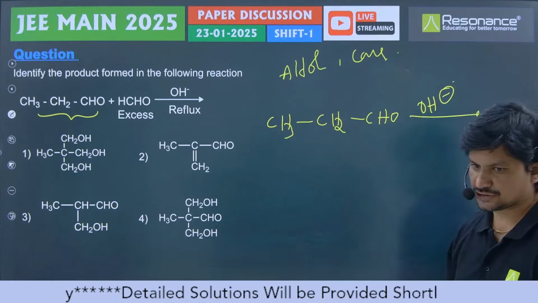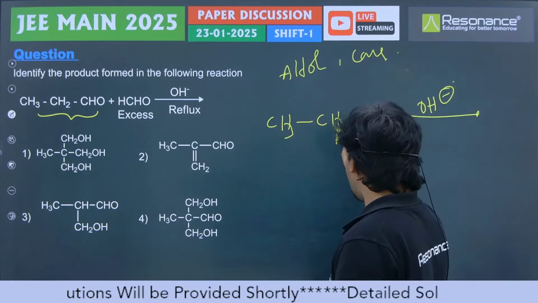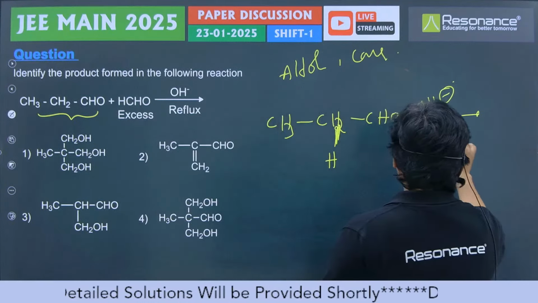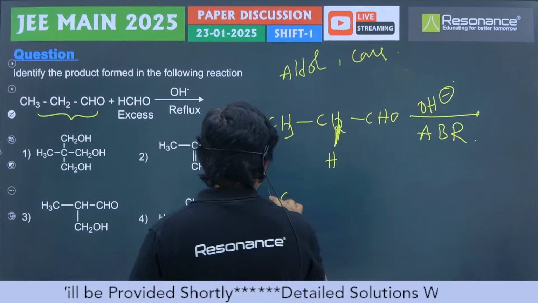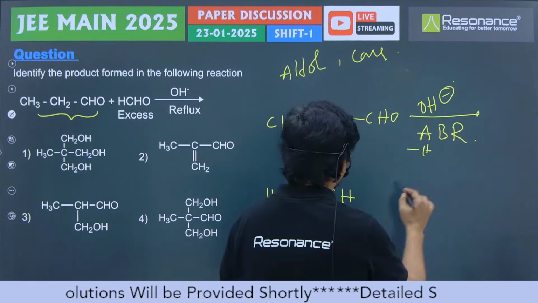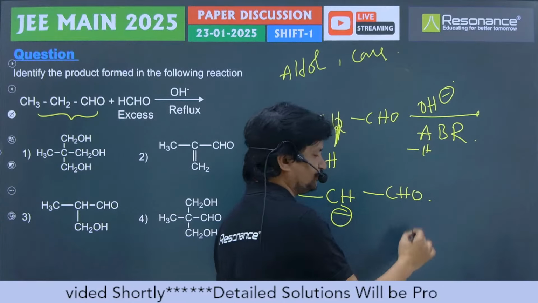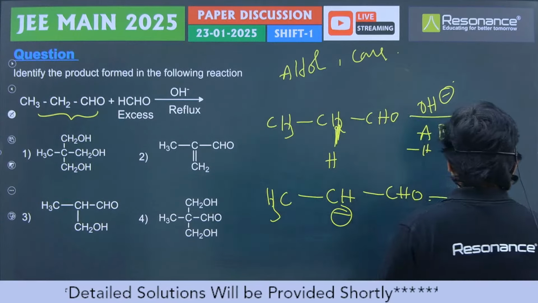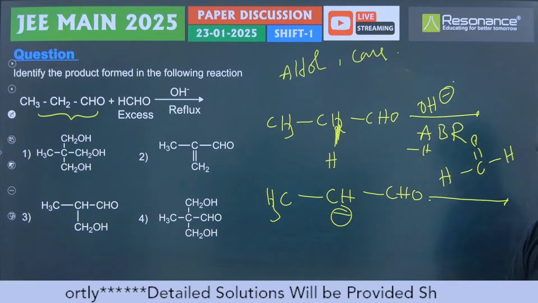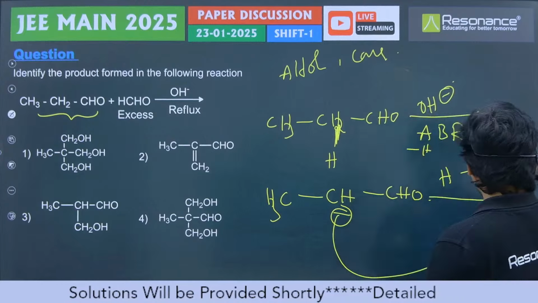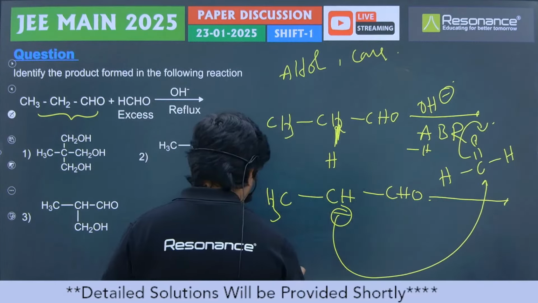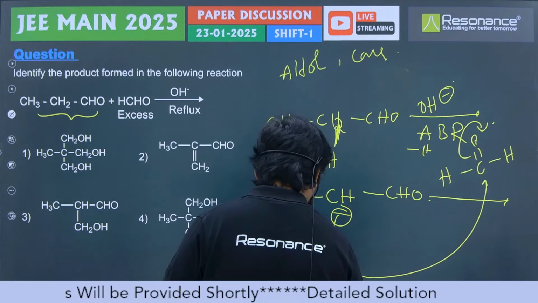Acid-base reaction takes place. Here we have the acidic hydrogen. First the acid-base reaction takes place, right? What happened? CH3CH minus, and here you get the CHO. This will attack on the formaldehyde. What kind of reaction is it? Nucleophilic addition. Here it attacks and this one will shift. Then what you get? CH3CH, and what you get?